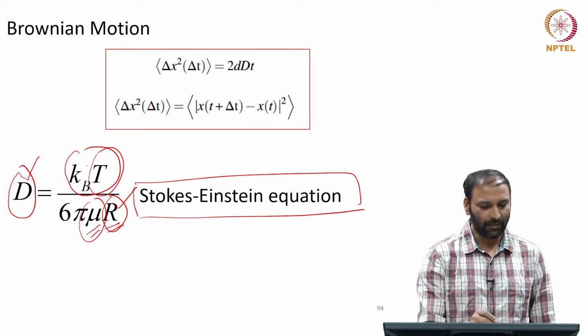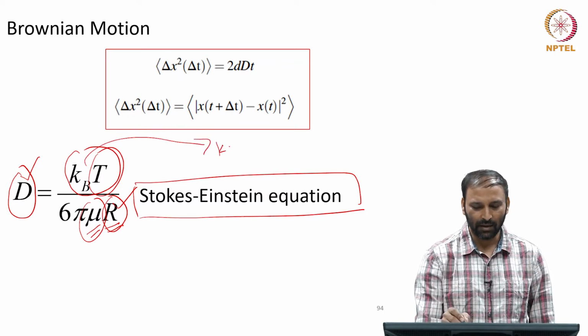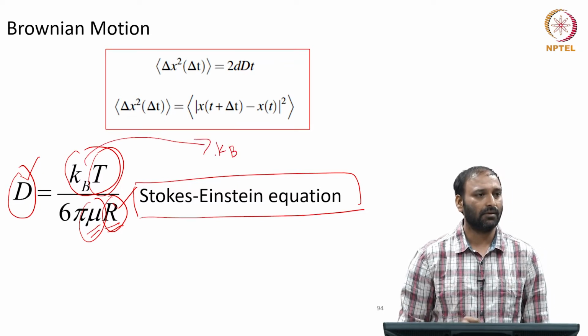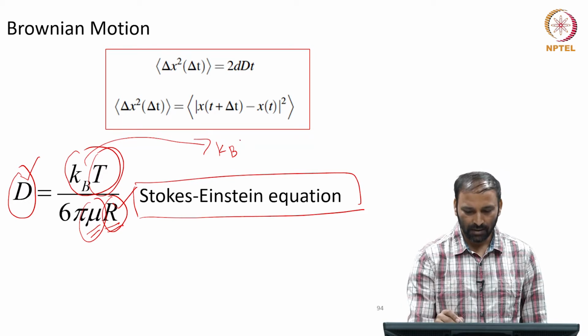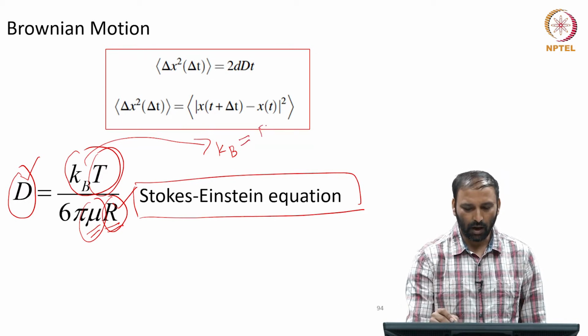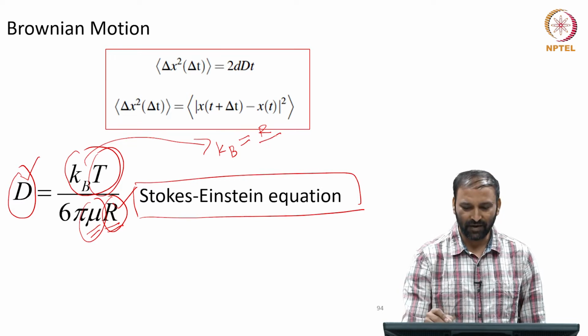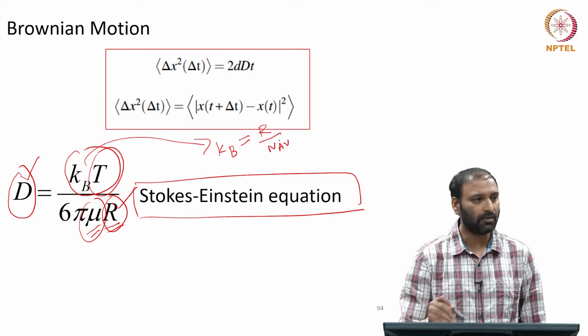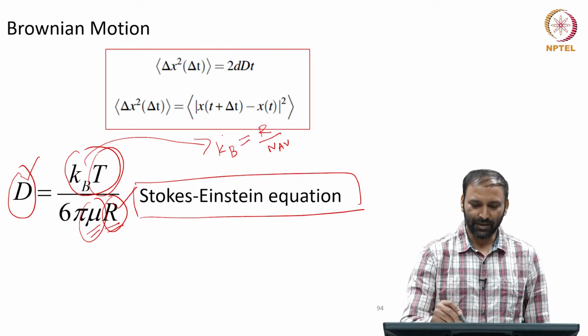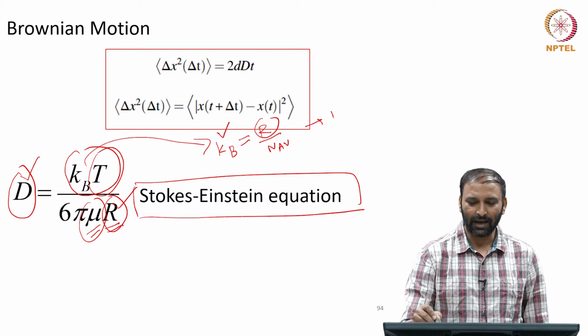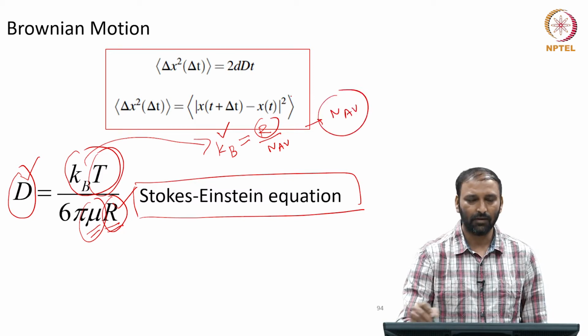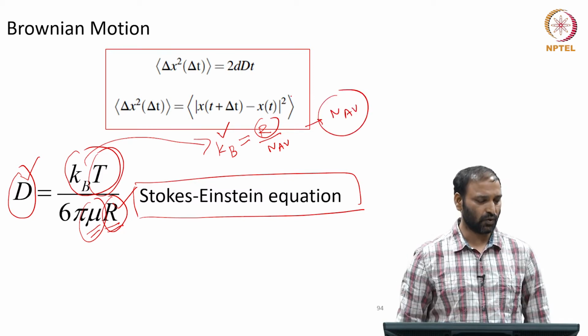The viscosity of the fluid he knew, and the temperature at which the experiments were done also he knew. From that, he calculated Kb, the Boltzmann constant, which is equal to R, the universal gas constant, divided by the Avogadro number. Because he calculated Kb from his experiments, and R is known, he was able to calculate what is N_AV. That's what he did.